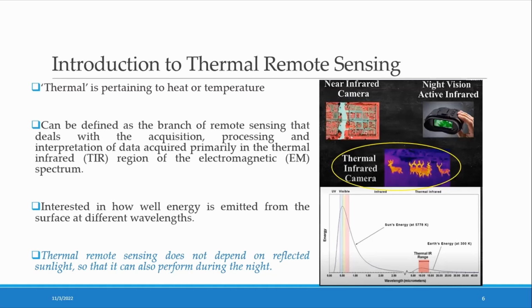Most of the sensors that record at night will be active sensors. But with passive sensors, since most of them depend on the sun as a source of radiation, you will have data captured only during the day. So energy will be emitted during the day, and thus we can have information about the ground during the day.